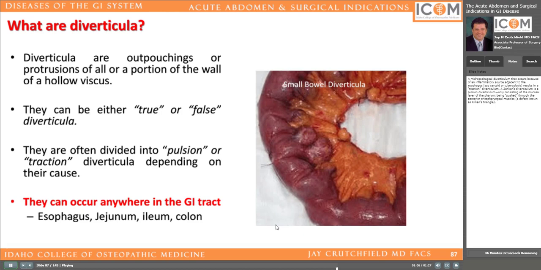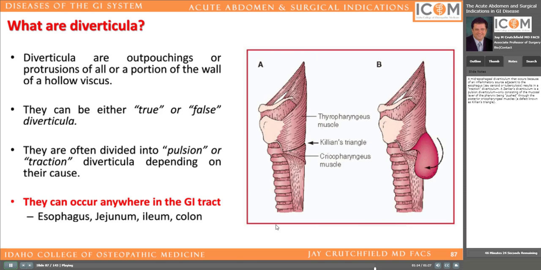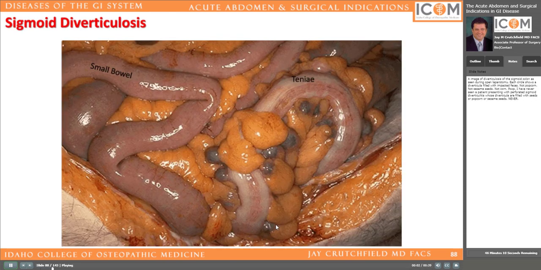The image here shows diverticuli in the small bowel. They will contain all of the layers of the small bowel. The Zenker's diverticulum is a pulsion diverticulum. It only consists of the mucosal layer of the pharynx being pushed posteriorly through the cricopharyngeal muscles through a defect in Killian's triangle. Here's an image of diverticulosis of the sigmoid colon as seen during open laparotomy.